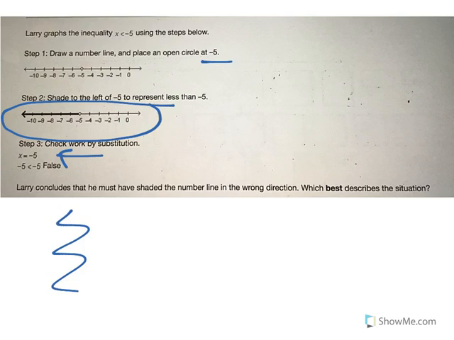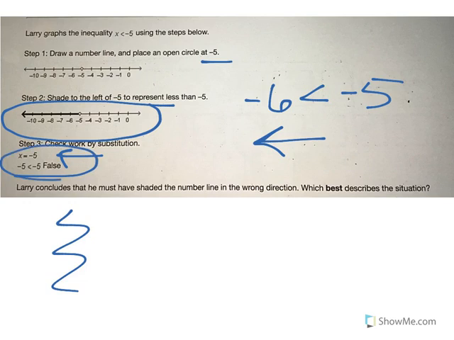If he's going to plug a number into the inequality, give me a number for x, let's say -6. Is -6 less than -5? It is, because it's farther left on the number line. To check it, all you had to do is plug in a number to the left of -5 on the number line, and you would have proven that this inequality is true. So where did Larry mess up? Right there. I'm going to do that in a different color.